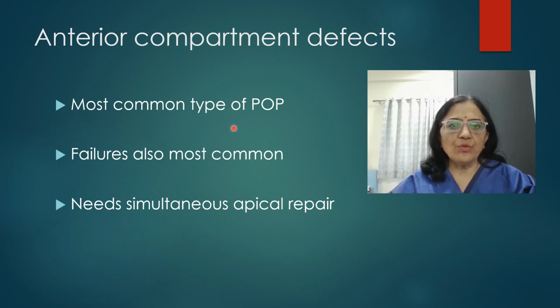Anterior compartment defects are the most common type of pelvic organ prolapse, but failures are more common with this as compared to the other two compartments, which are apical and posterior compartment defects. Though more common, anterior compartment defects are responsible for recurrence of pelvic organ prolapse. The main reason is sometimes there is an associated apical defect which is not corrected simultaneously when we are operating for the repair of the anterior compartment defect. That is why in the majority of cases, whenever we do anterior compartment defect repair, it needs simultaneous apical repair also.